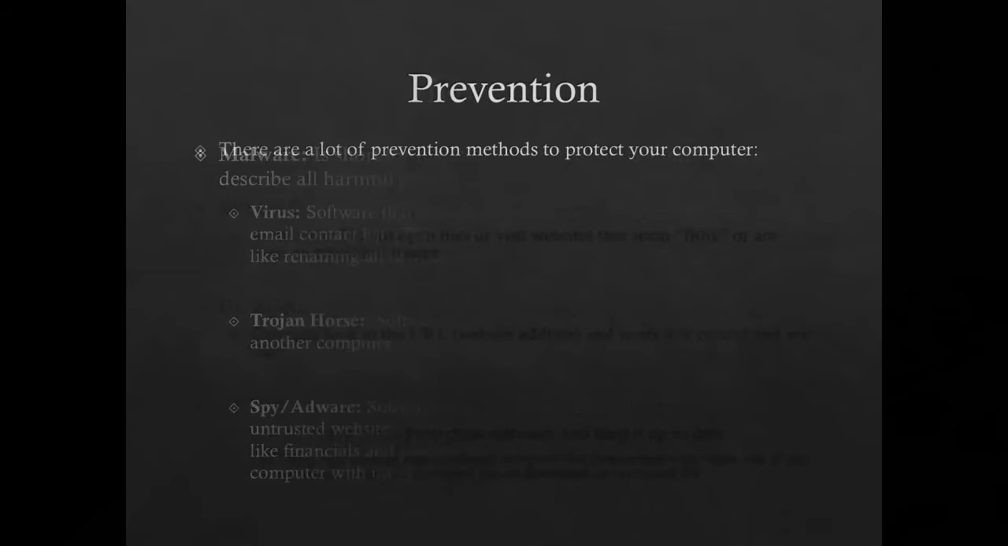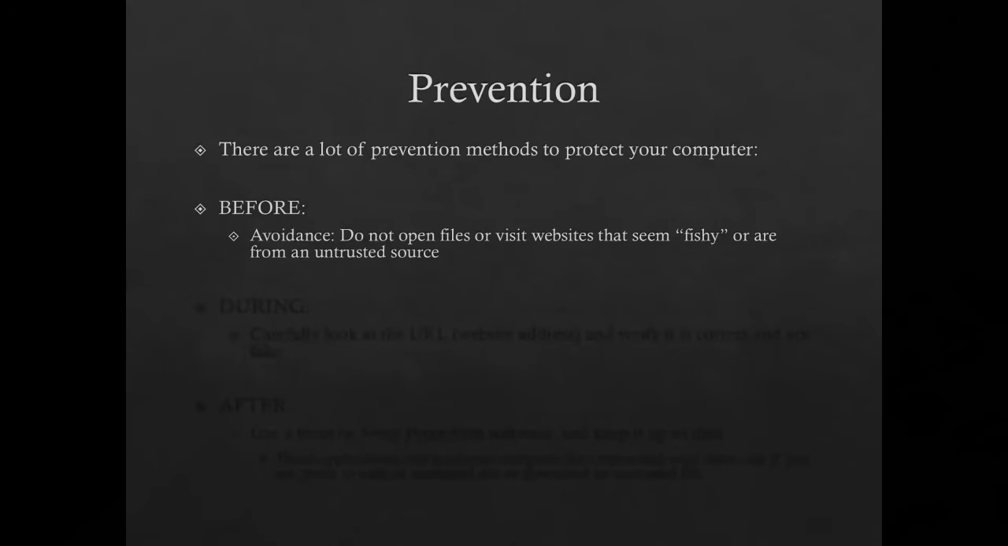So how do we prevent this malicious software from getting on our computers? Well, we have to think of it in stages: before, during, and after. Before means how do we stop it before it ever gets onto our computer? So avoidance. Do not open files or visit websites that seem fishy or that you don't trust. If somebody sends you a link to something and you don't trust that person, don't open it. Or if the way that email or message was sent doesn't sound like the way that person speaks or writes, don't open it. Or contact them and say, hey, was this really you? Did you really send me this link? I'm just not sure.